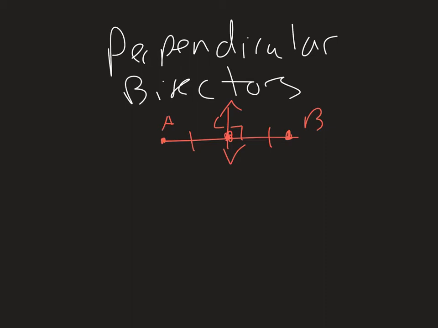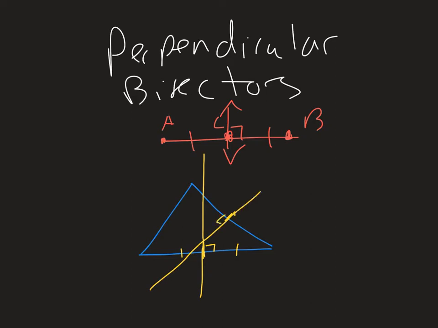Now, if we think about a triangle, a circumcenter is where I happen to take all three sides and create a perpendicular bisector for each one of them. So, meaning I cut them in half and they're 90 degrees to each other. All three sides.